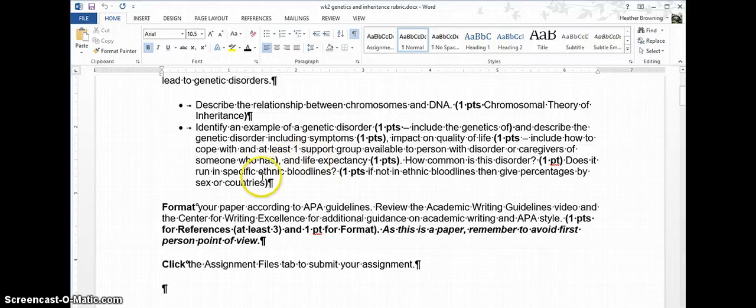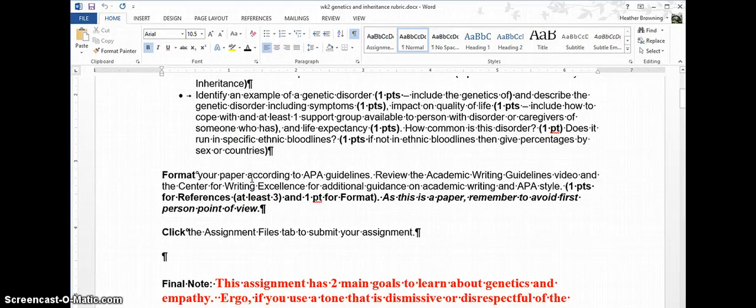Does it run in specific ethnic bloodlines? So does it happen to be mostly in, say, Russians or Scottish or people of one little village? If it does not run in that, then is it more by male or female? Or if it doesn't even do that, just say what the rates are in various countries. So if you don't have it in an ethnic bloodline, think outside the box. Give me boys versus girls, or a couple of countries, something to show a comparison. So where you might get it more, where you might get it less.